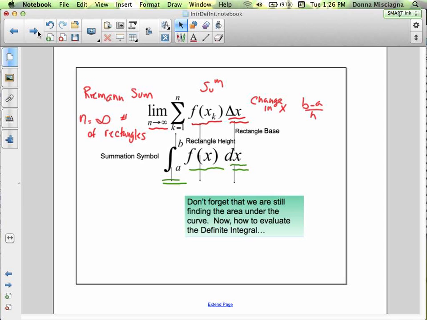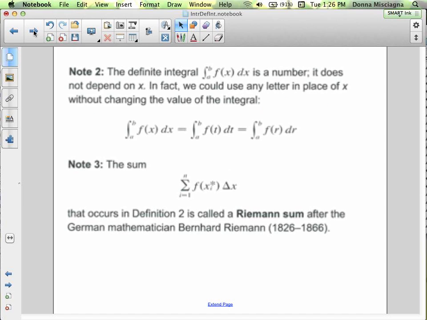But don't forget, we are still finding the area under the curve. Now to evaluate the definite integral, we're going to go over a couple of things, and then we're going to look at a little bit of review before I start the new material.